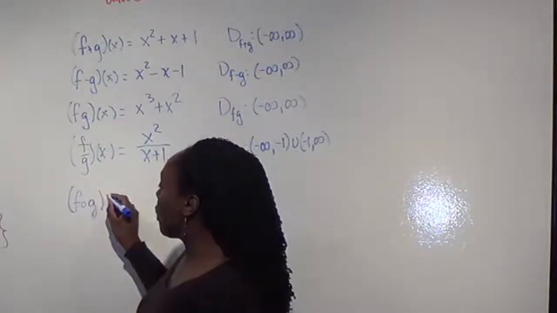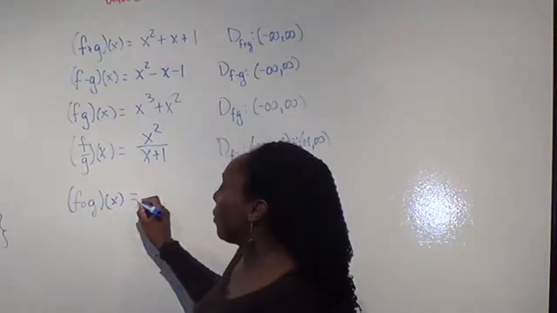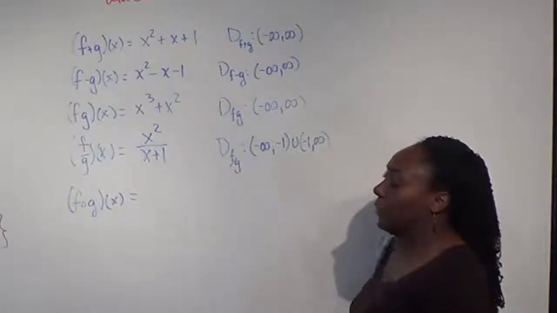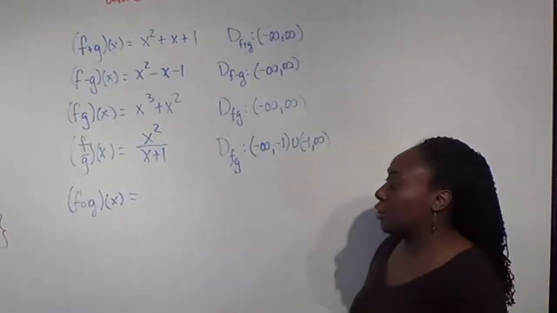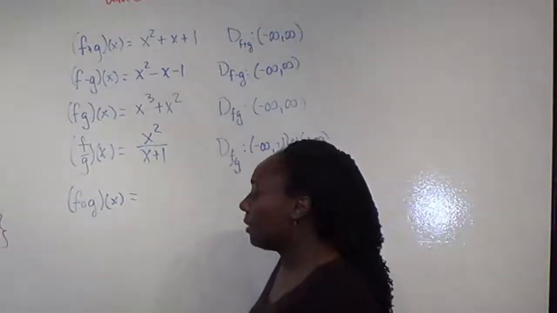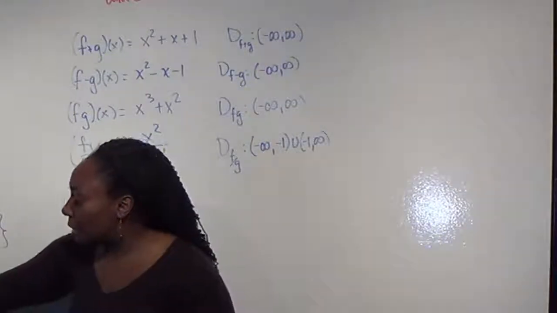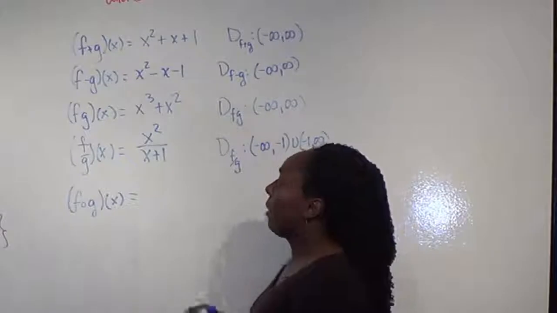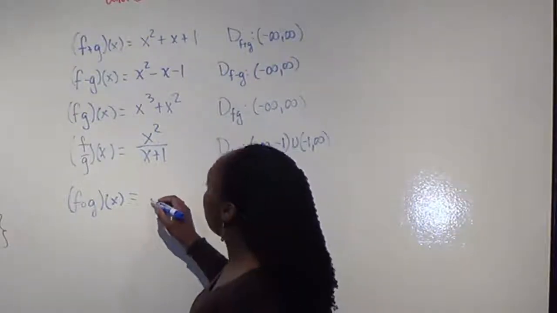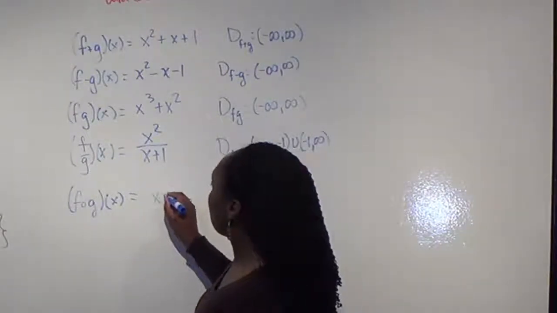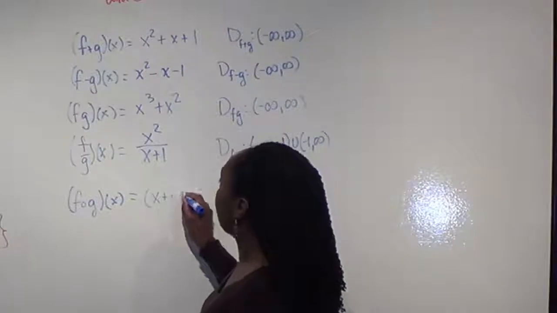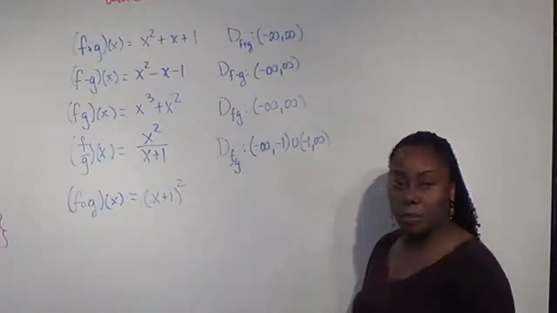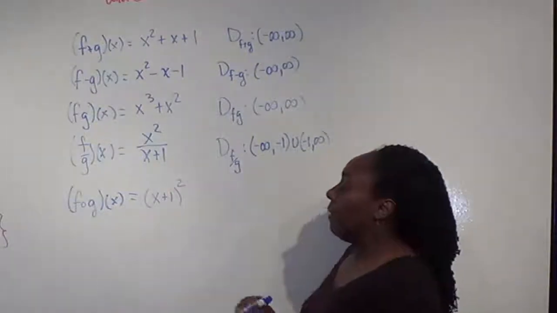Now this one I'm actually going to start here. There are some other ones we want to look at, but let's start with the traditional composition, which is f composed with g. Again, this means that I'm going to take g of x and plug it into f and then simplify. So here, I'm looking at x plus 1 put in for the x in the squared equation. Okay?